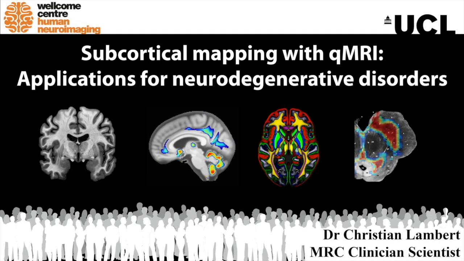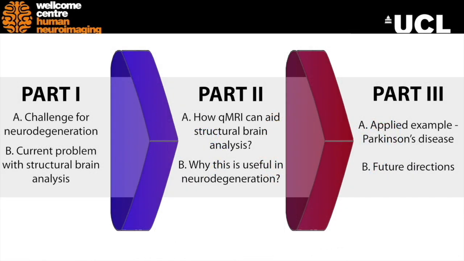My name is Dr. Christian Lambert, and I'm a consultant neurologist and principal investigator based at the Wellcome Centre for Human Neuroimaging at UCL in London. Today I'm going to be talking about how quantitative MRI can be used to improve subcortical mapping and its application for neurodegenerative disorders. I'm going to divide my talk into 3 parts. In the first, I'm going to focus on the challenges neurodegeneration poses and the current issues with structural brain analyses in this field. In the second, I will try to answer how quantitative MRI can help with this and why it's particularly useful in this field.